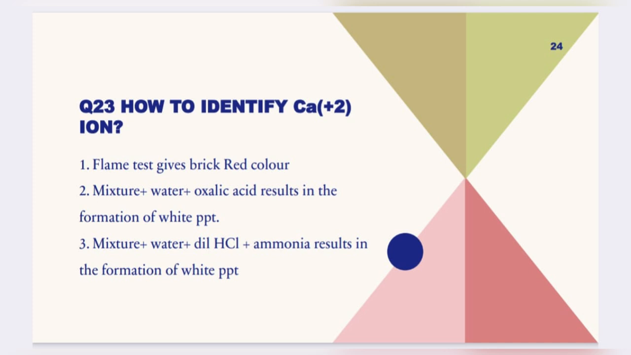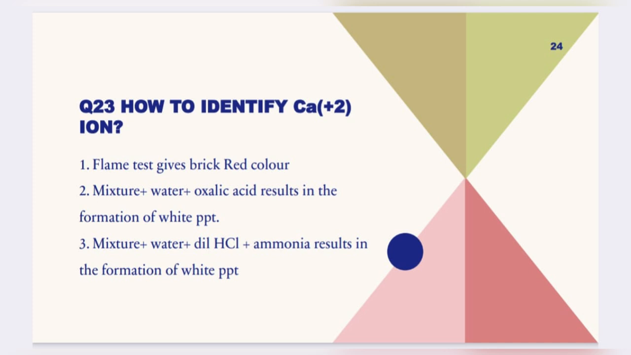We go to the next question. Question number 23. My dear friends, how to identify calcium ion? And the charge of calcium is plus 2. First is, as I mentioned earlier, flame test. It gives a brick red color. Second method is, you take a mixture, you take water and add to it oxalic acid solution. It results in the formation of a white PPT.